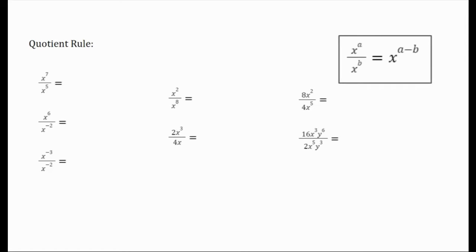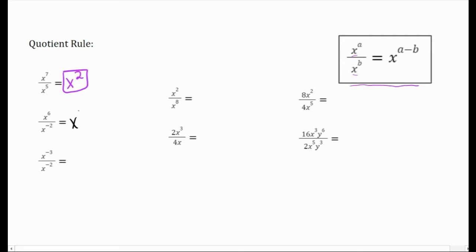Here we have the quotient rule that we are going to use to help us simplify these division problems, or these fractions that have the same base and different exponents. So basically our rule here at the top right is that if we have the same base, then we can subtract the exponents of that base. So in this one here, we have x to the power of 7 over x to the power of 5, which we take 7, subtract 5, and we get x to the power of 2.